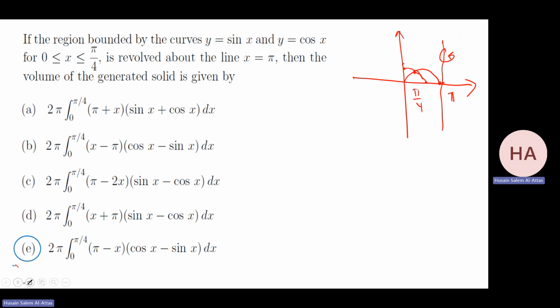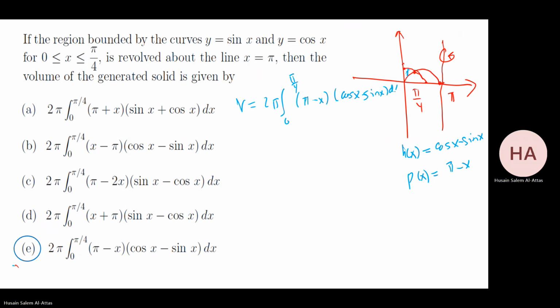So I'm talking about this region, and the line like this. So h of x will be cosine x minus sine x. p of x will be, if this is x, pi minus x. That will be p of x. And from where to where? From 0 to pi over 4. So V equals 2 pi integral from 0 to pi over 4 of (pi minus x)(cosine x minus sine x) dx, which is this one. Easy.